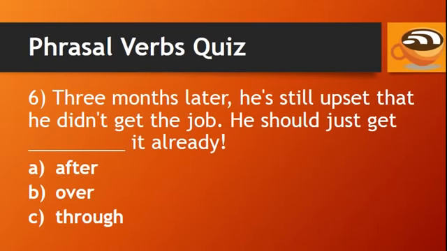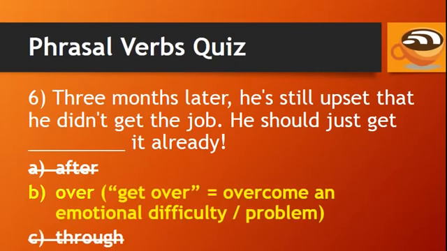Number 6. 3 months later, he's still upset that he didn't get the job. He should just get... it already. The correct answer is over. To get over something means to overcome an emotional difficulty or problem.